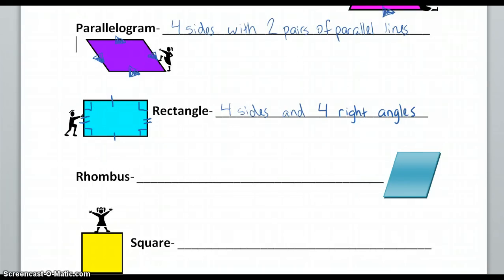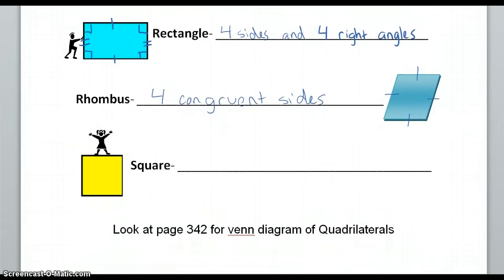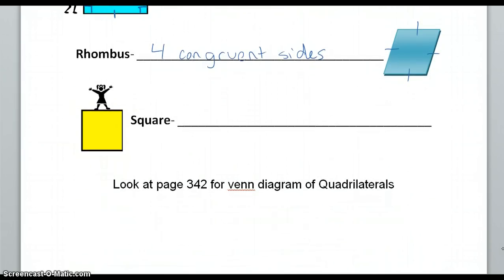All right. A rhombus, this is a rhombus over here, has 4 congruent sides. So again, with our notation, if we put one mark on each side, that would indicate that each side is the same length or congruent. So that's 4 congruent sides.